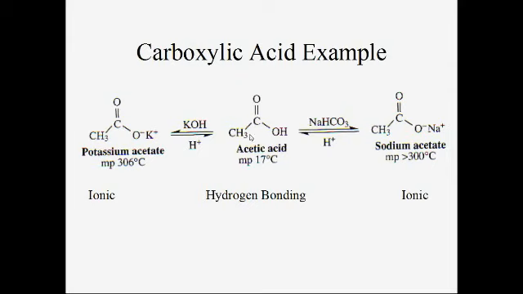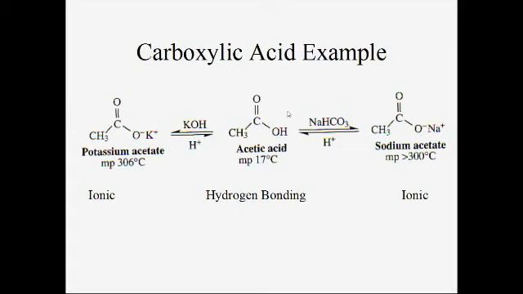So here we can change a covalent compound, acetic acid. This is the active ingredient in vinegar. This has a hydrogen directly bonded onto oxygen, so this would be hydrogen bonding. If we react this with a basic compound, such as sodium bicarbonate, we can turn it into sodium acetate. This becomes an ionic compound now, sodium ion and the acetate ion. Or we can react with potassium hydroxide to form potassium acetate, potassium ion and acetate ion.